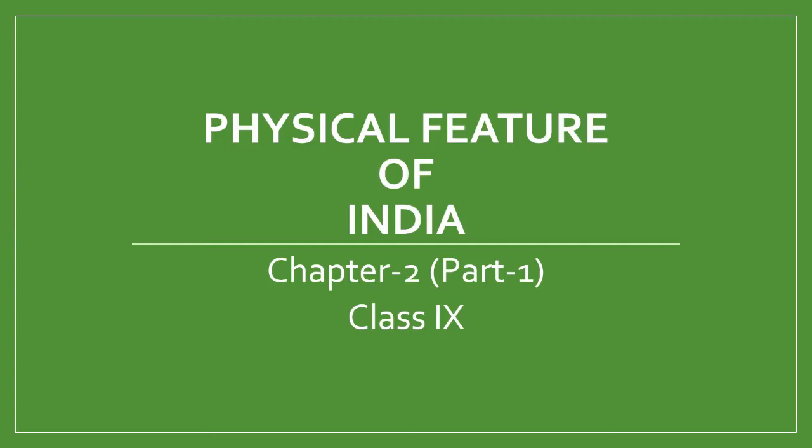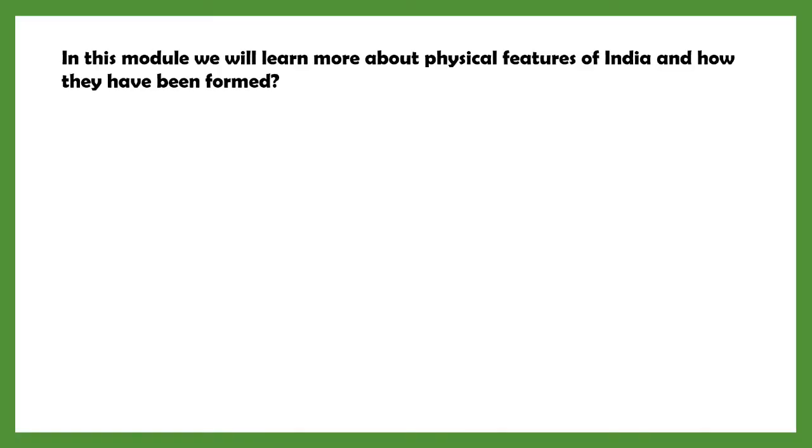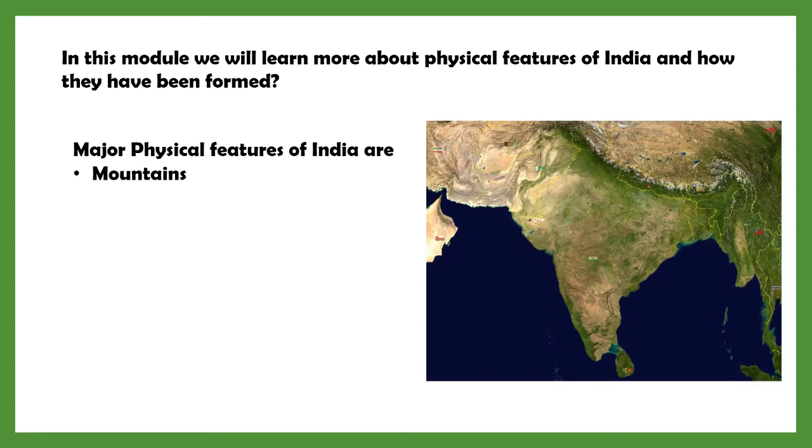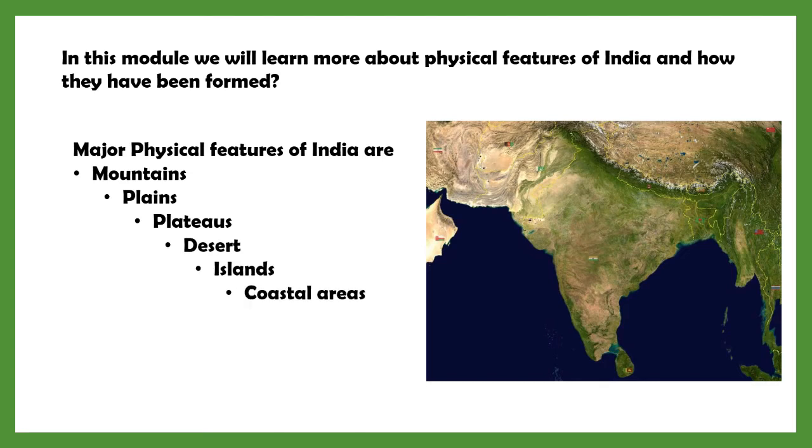Good morning students. Today we are going to start with a new geography chapter of class 9th, Physical Features of India. In this module we will learn more about the features of India and how they have been formed. Major physical features of India are mountains, plains, plateaus, desert, islands and coastal areas.